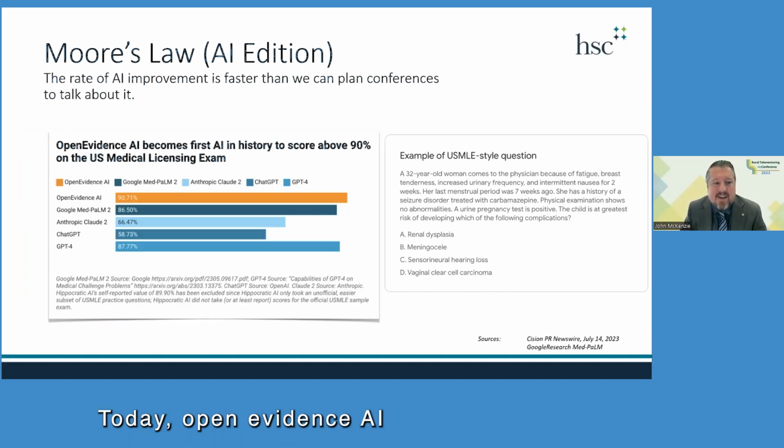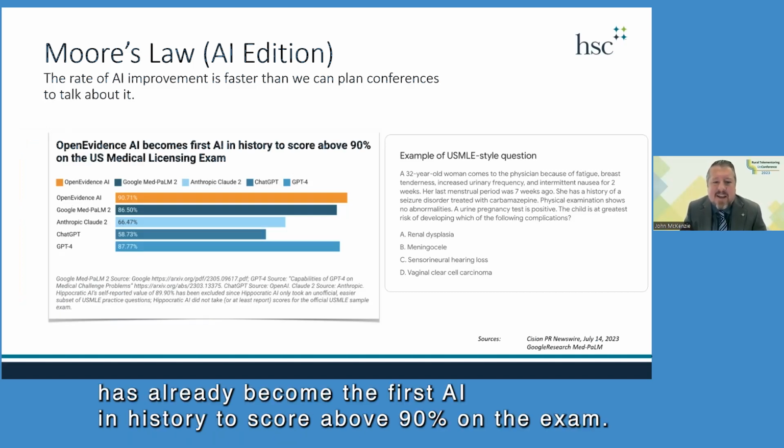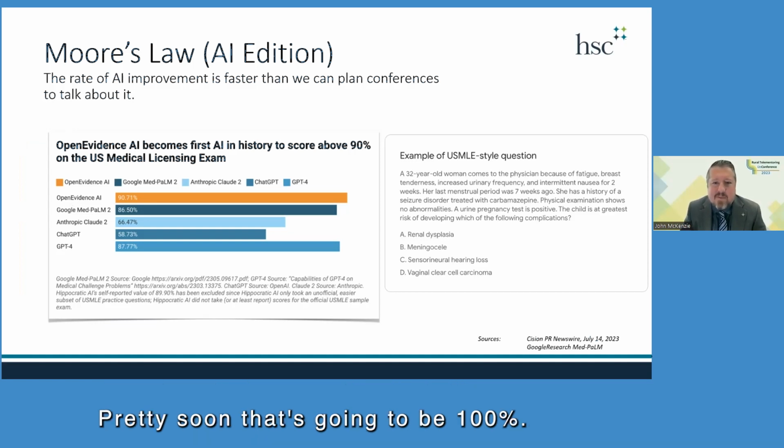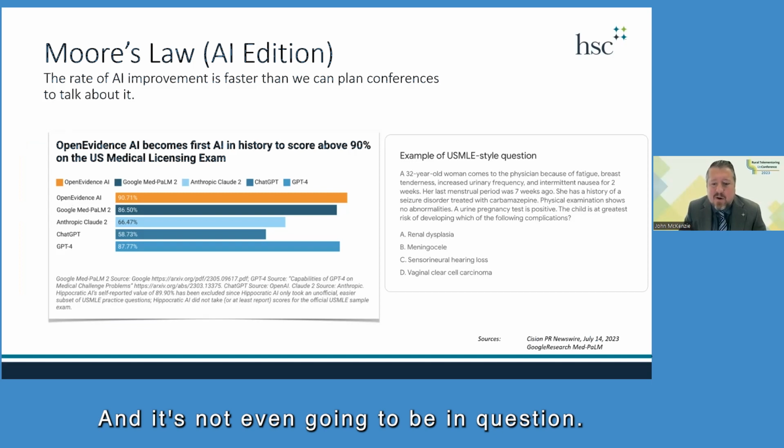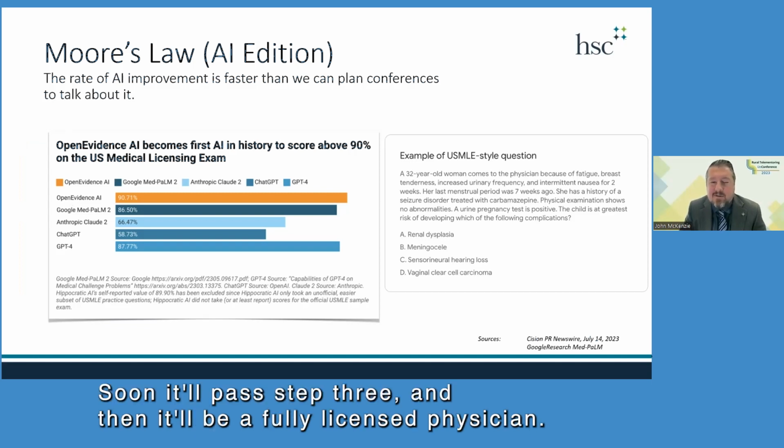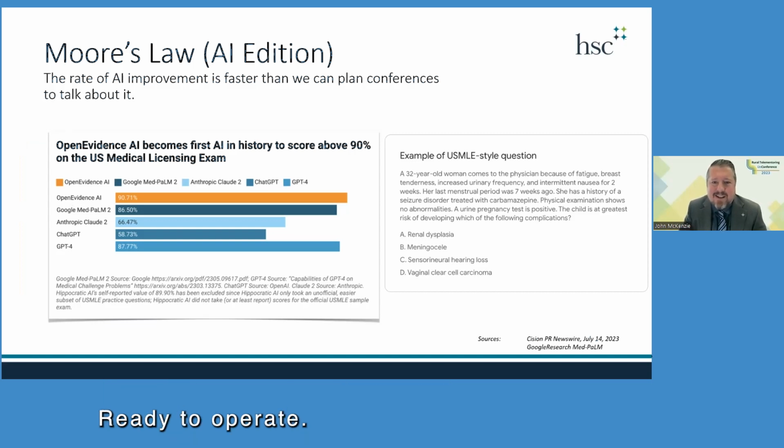Today, Open Evidence AI has already become the first AI in history to score above 90% on the exam. Pretty soon, that's going to be 100%, and it's not even going to be in question. We're going to see this continue to grow. Soon, it'll pass Step 3, and then it'll be a fully licensed physician ready to operate.